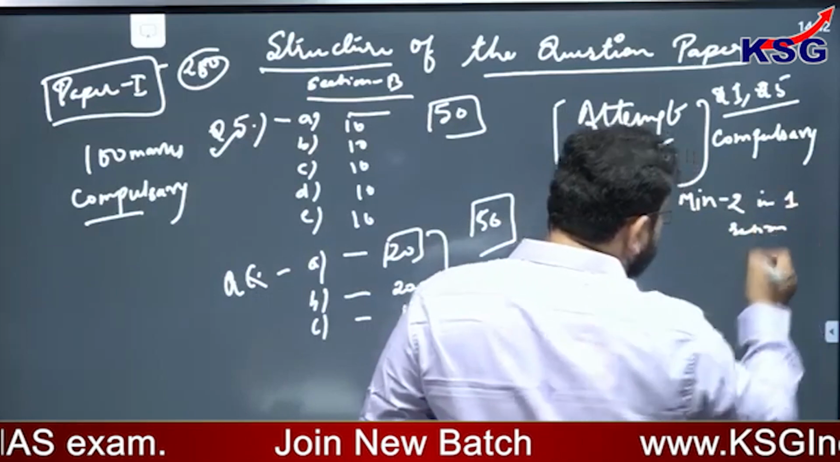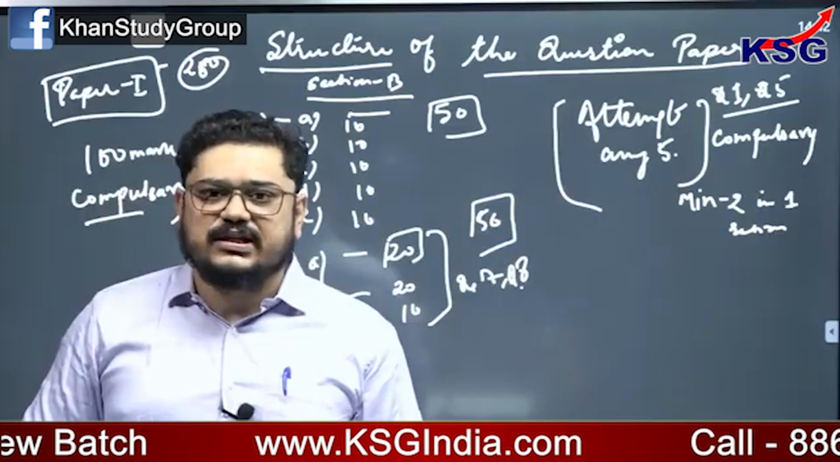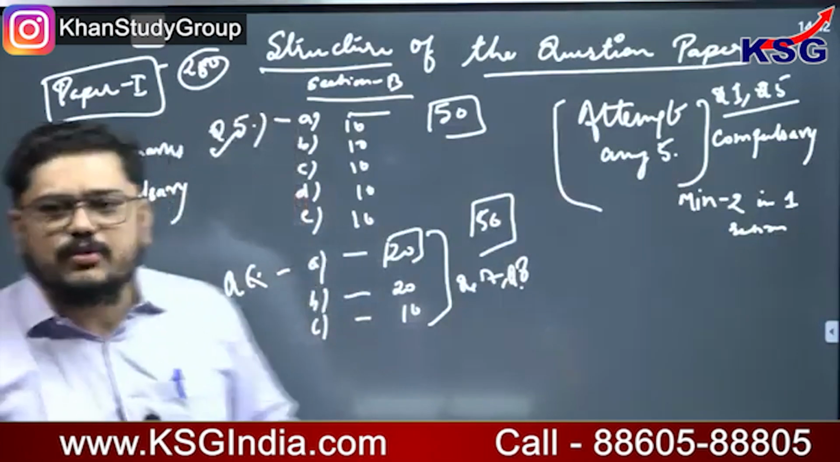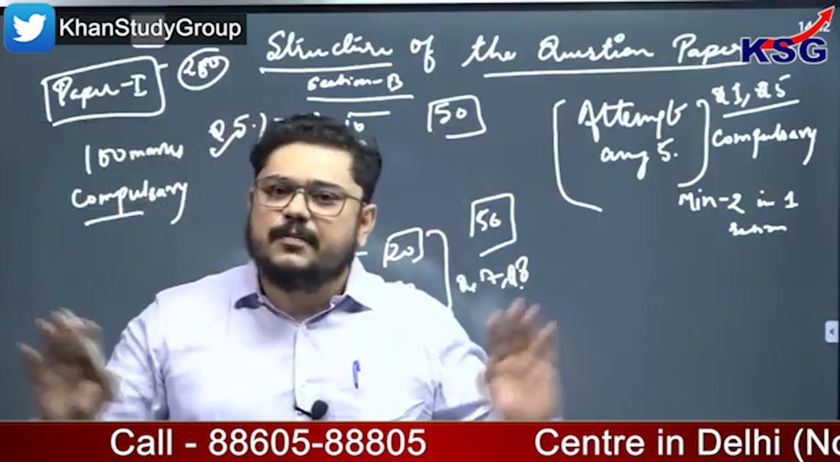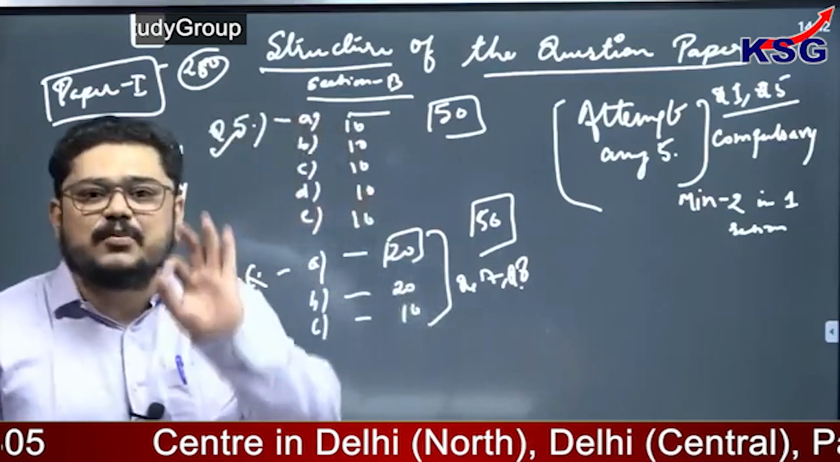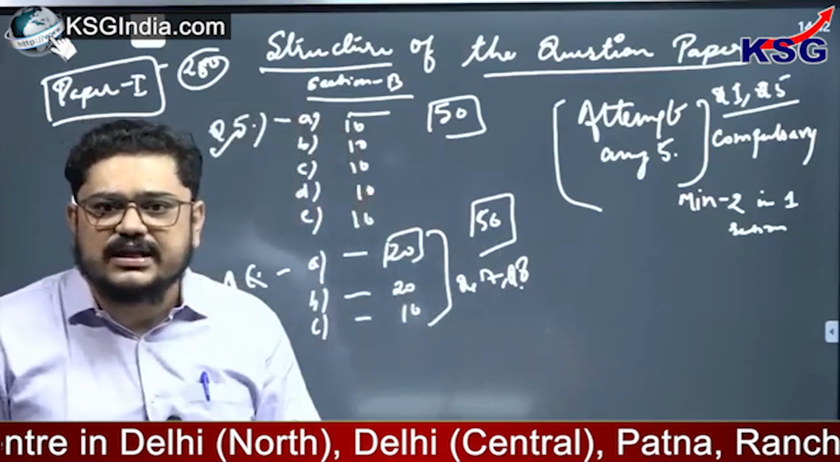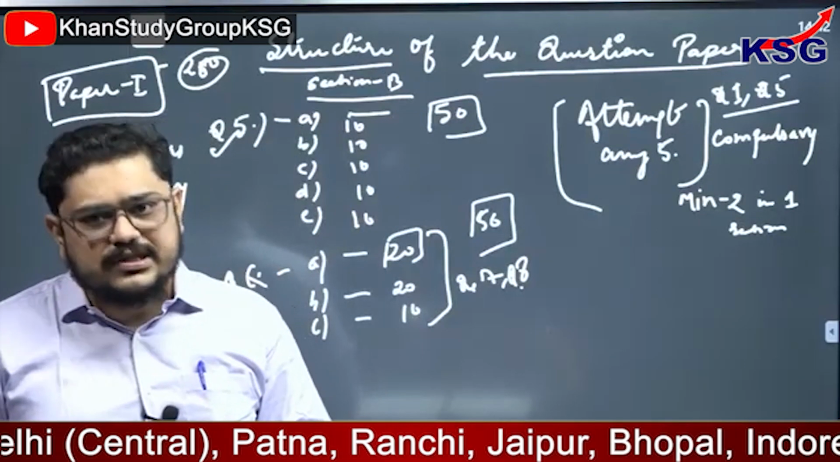You cannot do something like attempting all 4 questions of section A and only the compulsory question of section B. So basically question 1 to question 5 you attempt and then you say my paper is over. No, that will not be considered. So maximum 3 questions in a section can be attempted and minimum 2 from each section has to be attempted.